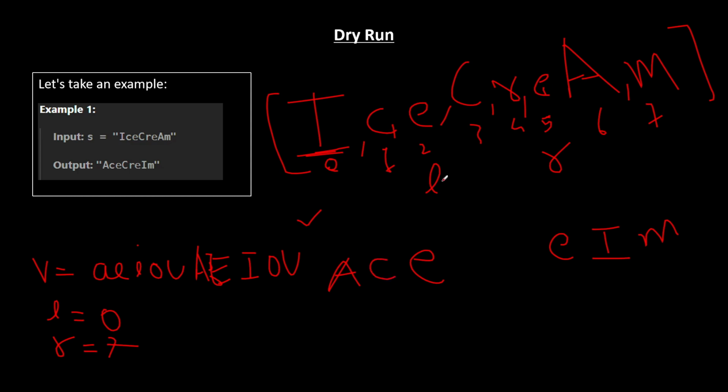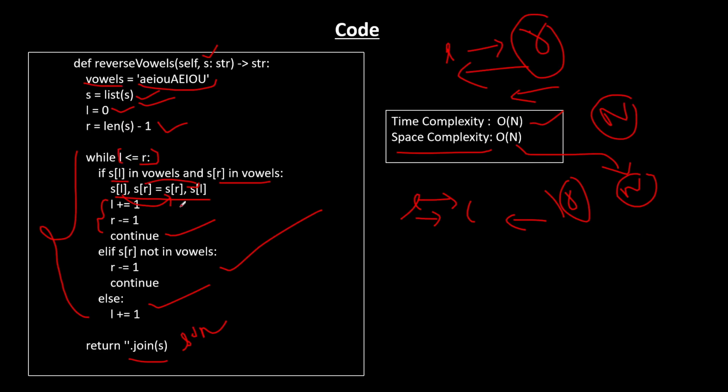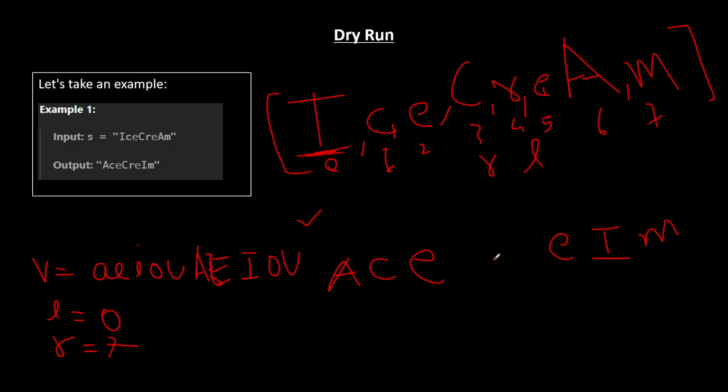Now since both have been done, we will increment L and decrement R. Again, we can see that C and R are not vowels, so we will move them. R comes here and L comes here. What does our condition say? As long as L is less than or equal to R, keep doing it. Now since L and R have crossed each other, we end the loop here itself. So let me write the other values. We can see the result is A C E C R E I M, so we got the exact output required.